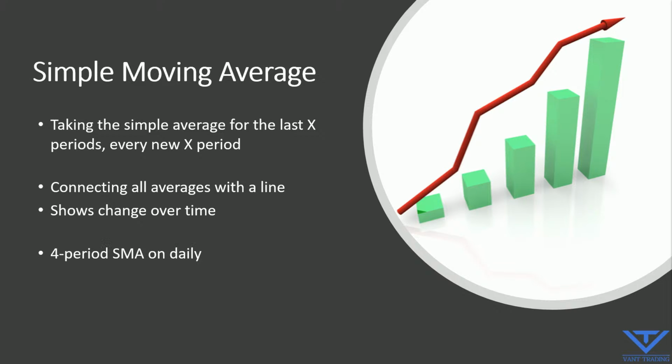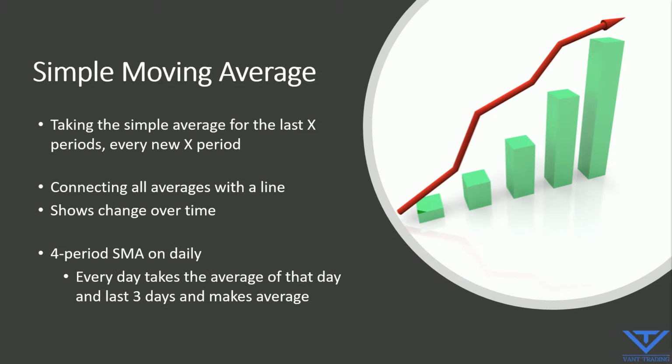An example, the 4-period SMA, simple moving average, on the daily chart. That just means that every day that moving average takes the average of that day's close plus the close for the last 3 days, it combines them together, and it divides that number by 4, and that is the average over the last 4 days. And it does that every single day. And then it connects those dots with a line, and then you can visualize the average is rising and falling. The 4-day average of this stock is rising and falling.